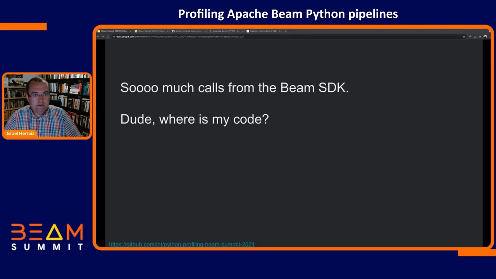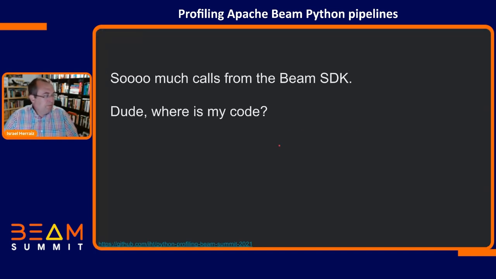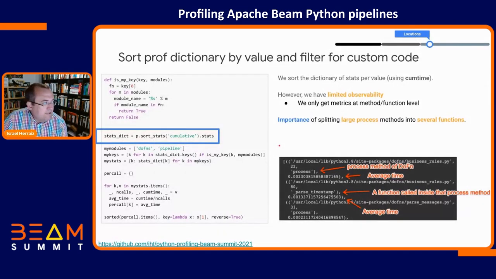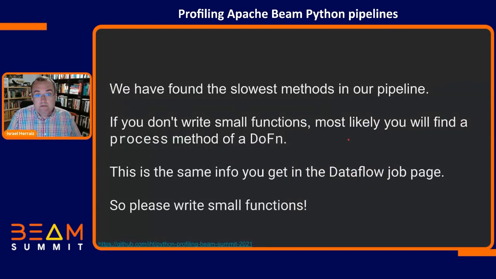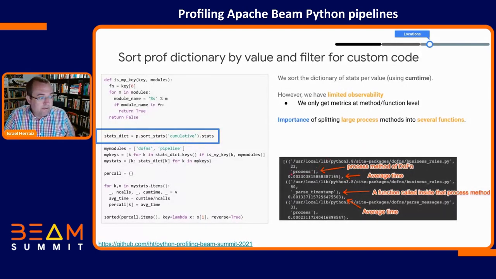And let me just remind you that you have all these examples in the repository, okay? So, summarizing the steps that we have to do: we have to sort and filter, okay? Because we know the name of our package, we can easily do that. And with that, we can find out which methods in our code are where most of the time is being spent. Here, bear in mind, going back to the previous section, that I split my process method in two functions, adding an additional function, parse timestamp. If I hadn't created this additional function, all that I would have known is that the process method was where I was spending more time, okay?